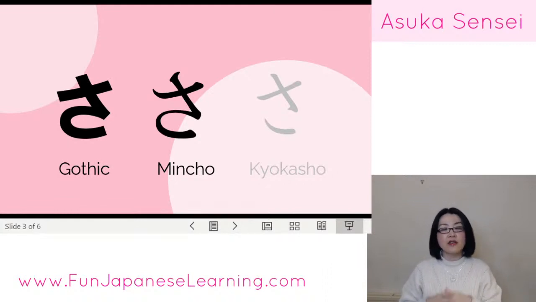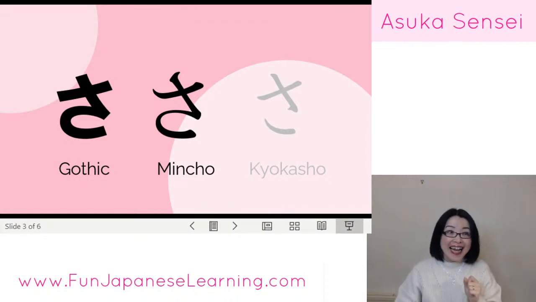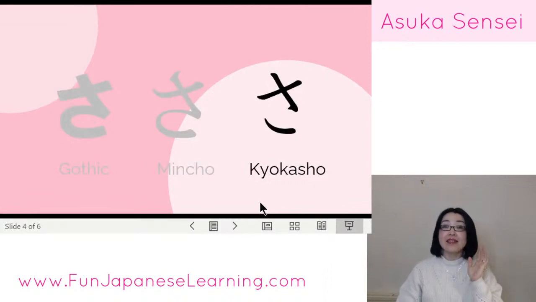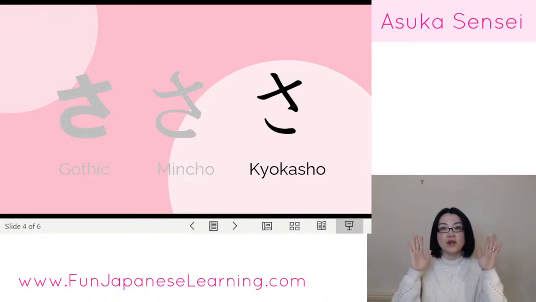So maybe you can think, oh, then I just learn Gothic and Mincho font. No. Why? Because this Kyokasho font is the base of our writing. What I mean is, all Japanese kids learn the correct shape of each letter using this font. The name Kyokasho means textbook, especially national textbook.